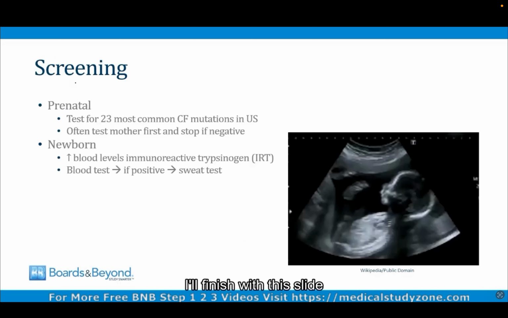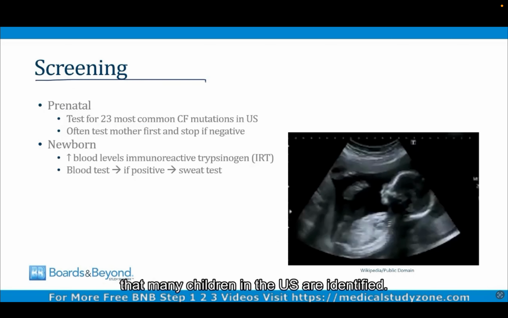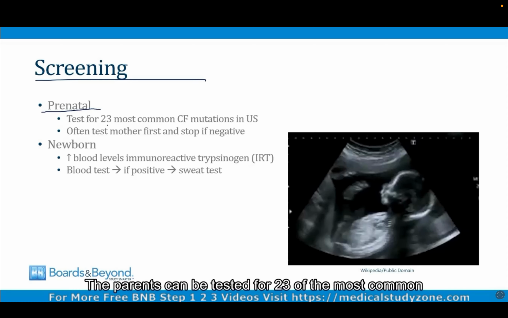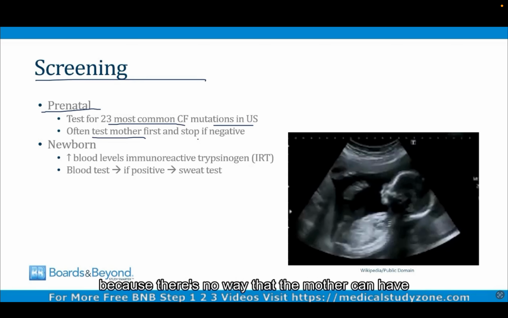I'll finish with this slide and mention screening for cystic fibrosis, which is the way that many children in the U.S. are identified. First of all, prenatal screening is offered to many parents. The parents can be tested for 23 of the most common cystic fibrosis mutations in the U.S. Remember that both parents must be carriers to have an affected child, and often the mother is tested first, and if she does not carry any of the mutations, then testing is stopped because there's no way that the mother can have an affected child in that case.